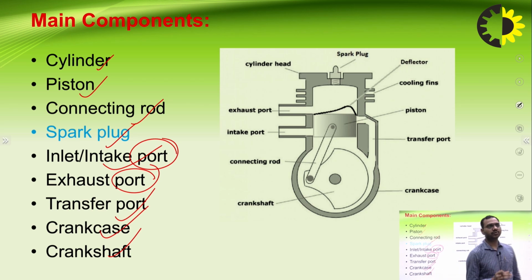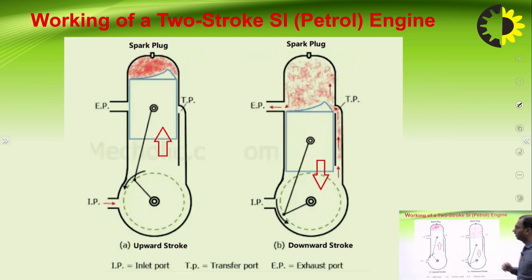In a 4-stroke SI or CI engine, there are valves, an inlet valve and an exhaust valve, but in a 2-stroke diesel or petrol engine, in place of valves there are 3 ports: inlet port, exhaust port and transfer port. These are the major differences. Now I will discuss the working of the 2-stroke SI petrol engine.